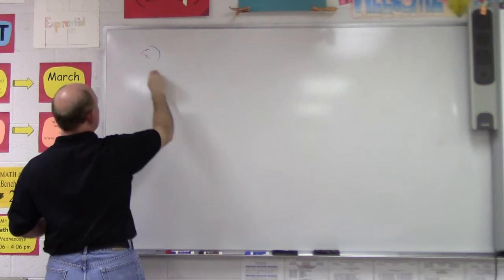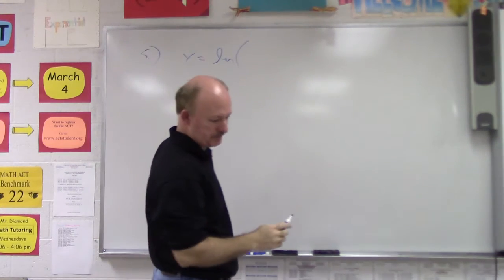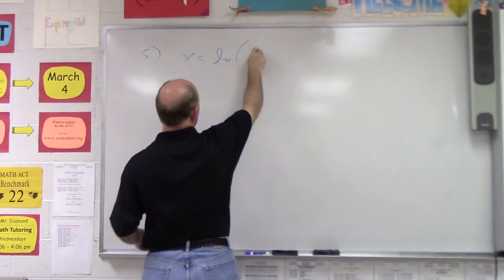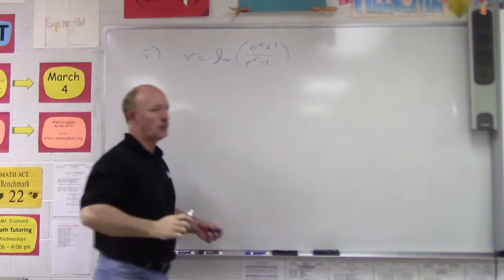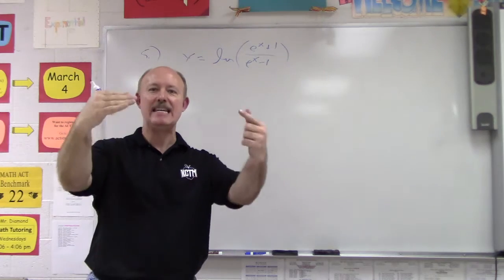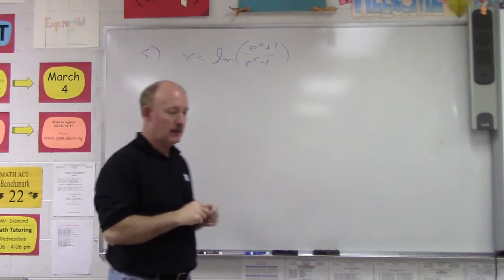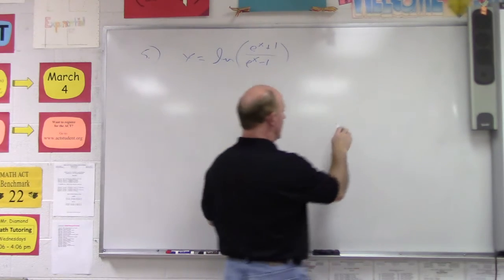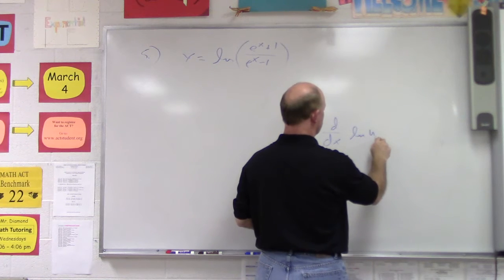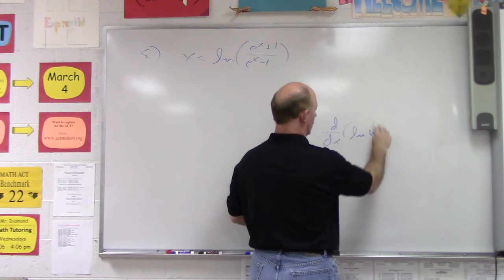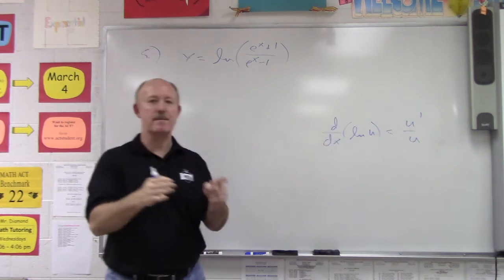Let's see, what if we had y equals the natural log now of e to the x plus 1 over e to the x minus 1. So what is this for a natural log with e in the answer part of your natural log? All right. Now, if you remember, to find the derivative of natural log u will be u prime over u. So you're going to get a fraction.